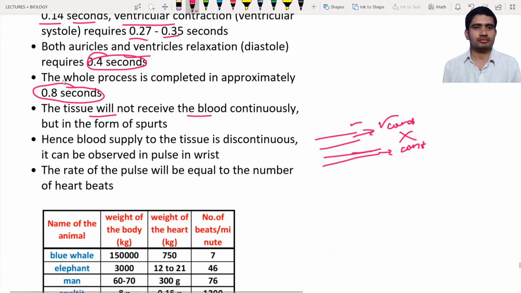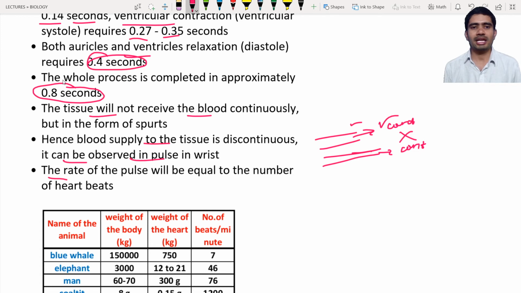Hence the supply of blood to the tissue is discontinuous and it can be observed in the pulse in the wrist. If you place your forefinger and middle finger on your wrist, you can observe some kind of rhythmic movement. Why? Because there is a blood vessel throbbing up and down due to the increased blood pressure and decreased blood pressure. This is due to the discontinuous blood supply by the heart, from which chamber? That is the left ventricle.